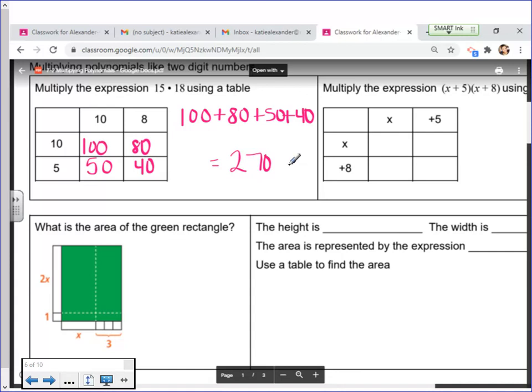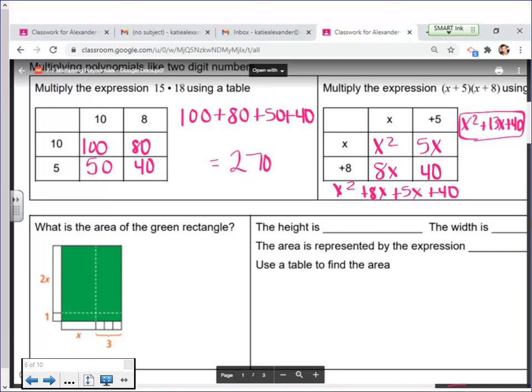But the second one has variables in it. It has x's. So you do the exact same thing. X times x is x squared. X times positive 5 is 5x. 8 times x is 8x. And 8 times 5 is 40. So then what you would do, I don't have that much room, I'm going to add it all up. So I have x squared plus 8x plus 5x plus 40. I still have two things that are like terms. So this 8x and the 5x together is going to turn into 13x. So you'd have x squared plus 13x plus 40. This would be the answer because that's simplified. All the like terms have been added up.